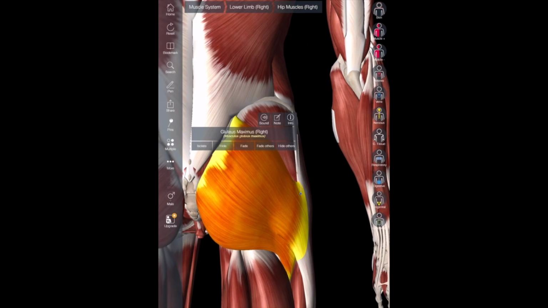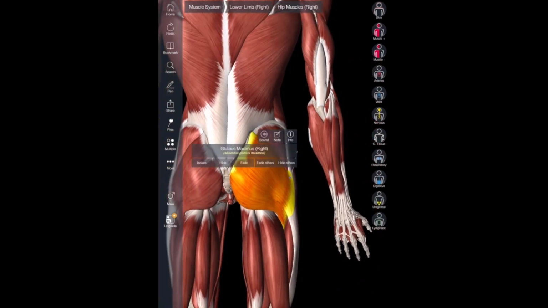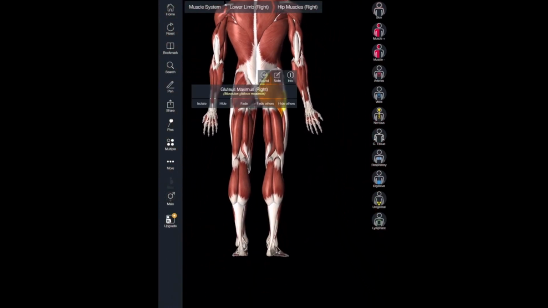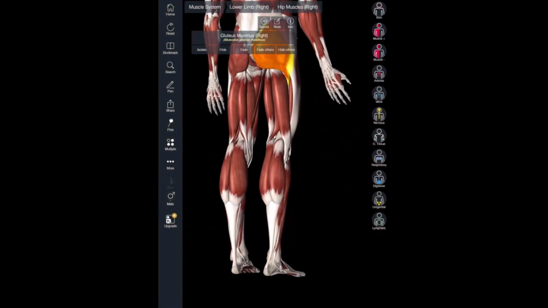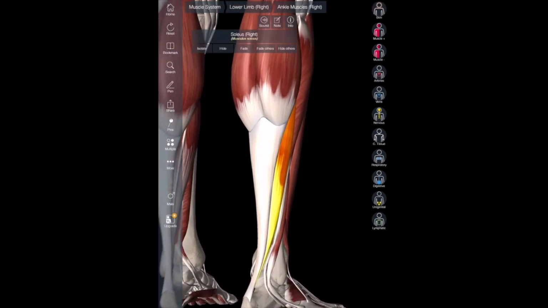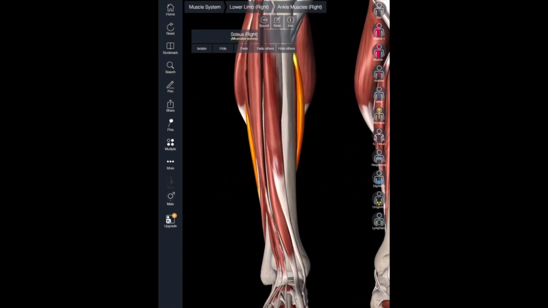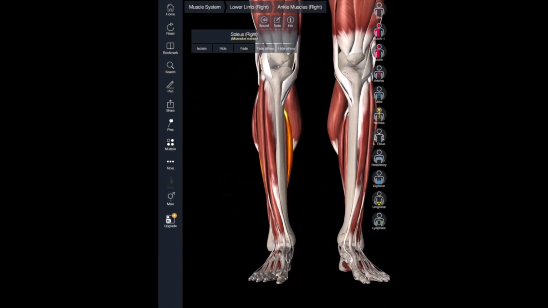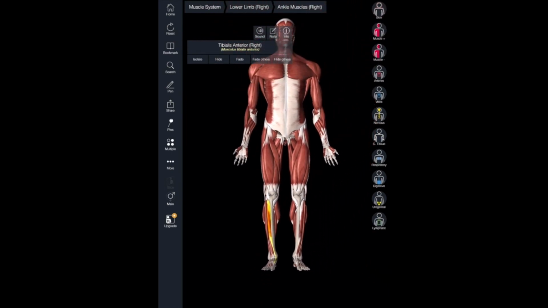Let's see. What about an antagonist to soleus in plantar flexion? Okay, so soleus does plantar flexion. So what's the opposite action of plantar flexion? It's dorsiflexion. What muscle does dorsiflexion? Tibialis anterior. Let's see. Biceps brachii, triceps brachii. Those two are antagonists to each other in elbow flexion and elbow extension.